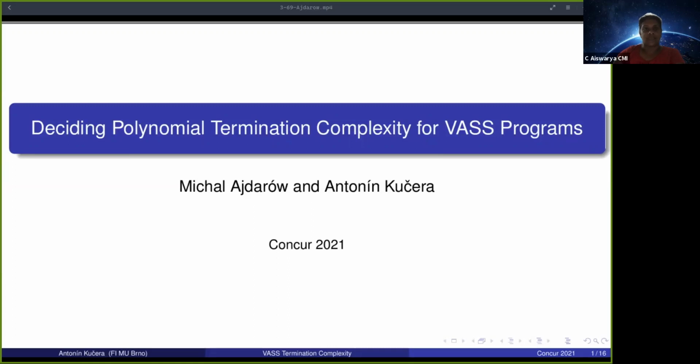So this talk is on deciding polynomial termination complexity. Oh, so this is a different talk. This is not the, okay. So this is the third talk, sorry. So there is a swap in this thing, sorry.